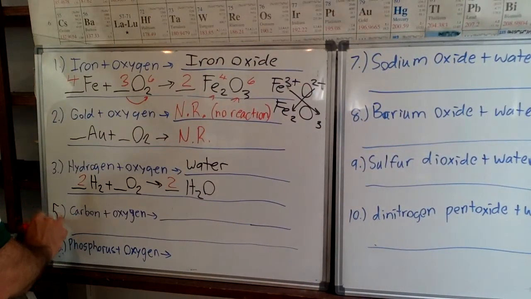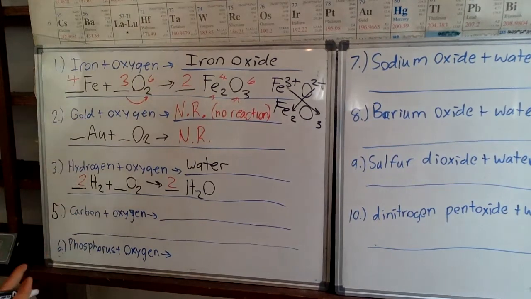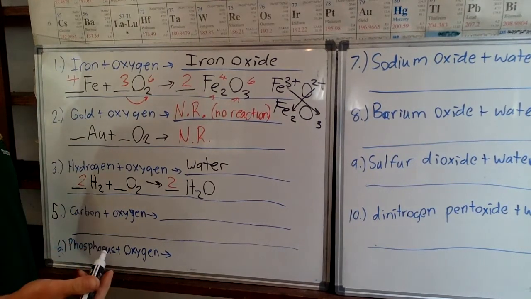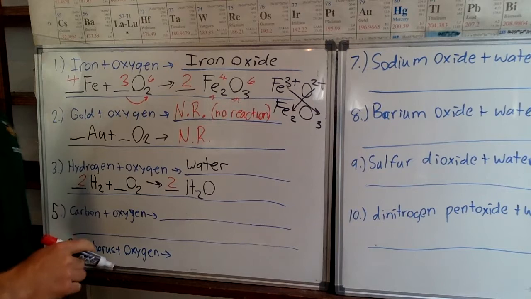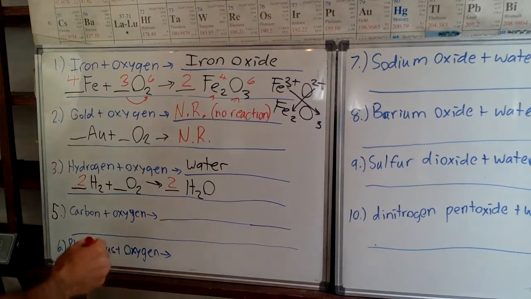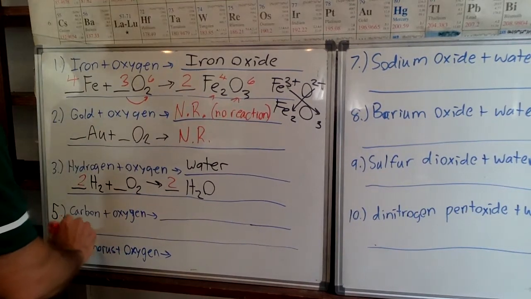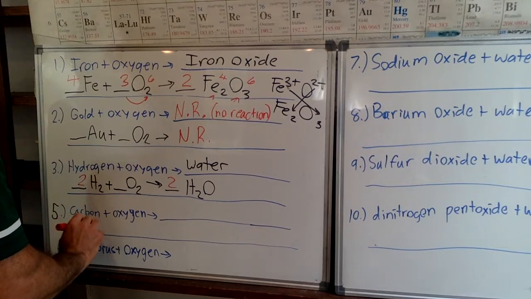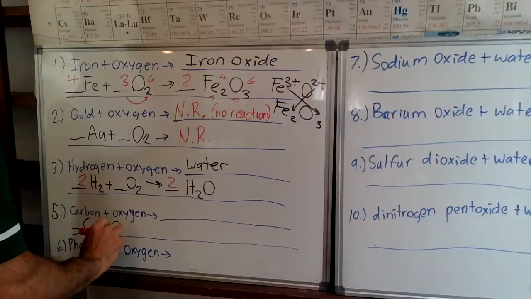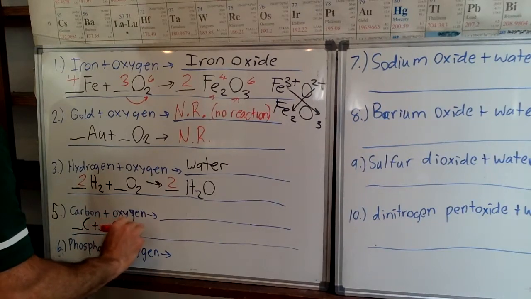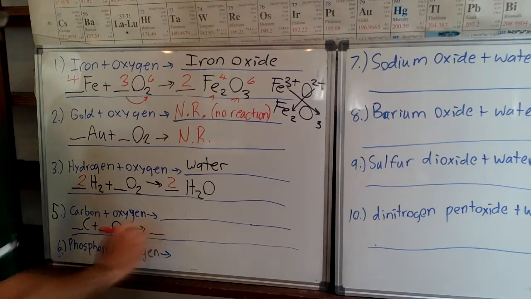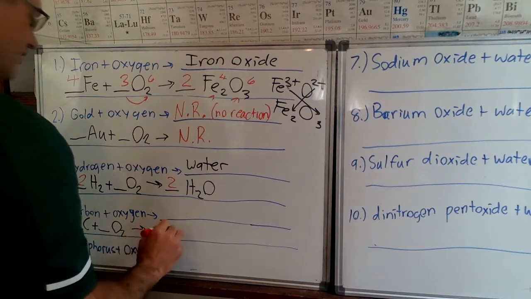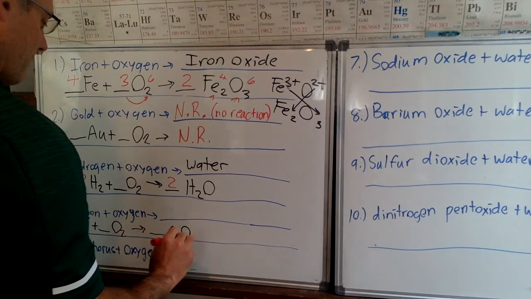We're changing it up. If you don't have a lot of oxygen around and the carbon is combusting, then you're going to make carbon monoxide. So let's look at the formula equation first. Carbon is just C, and oxygen is O2. If you don't have a lot of oxygen around, though, then you're going to make CO.